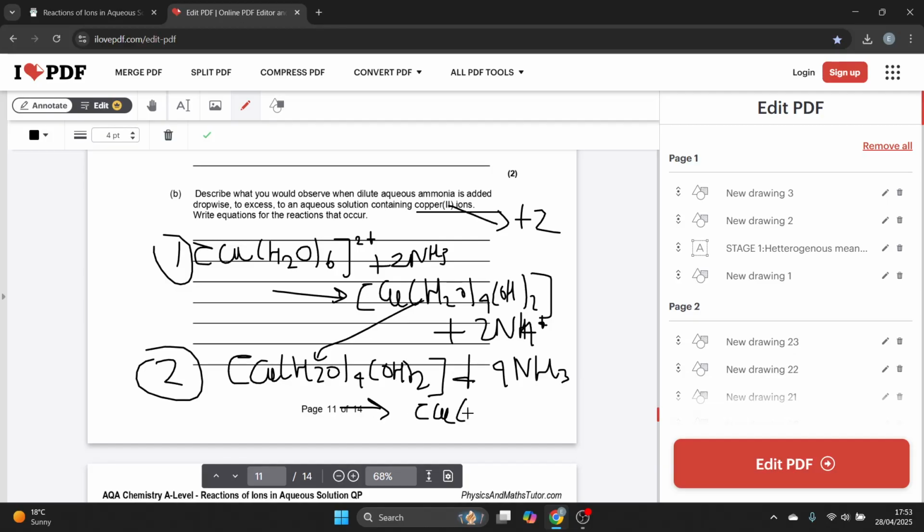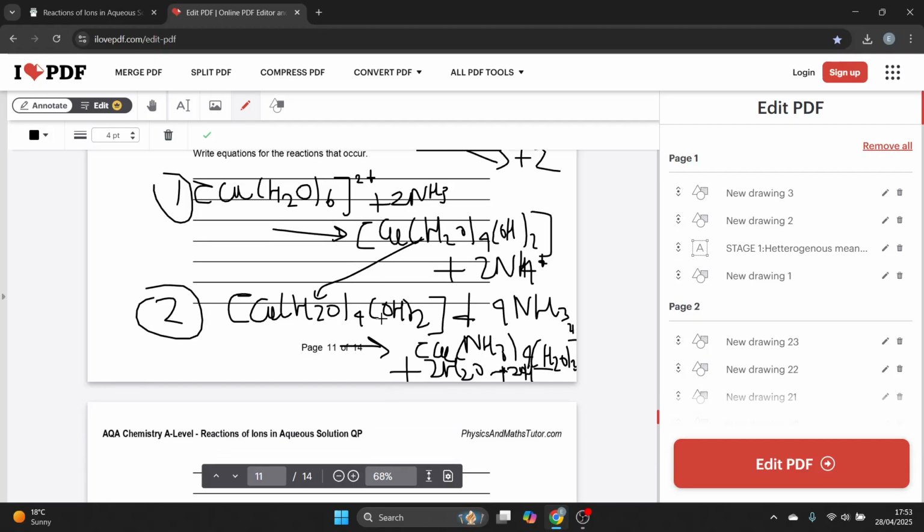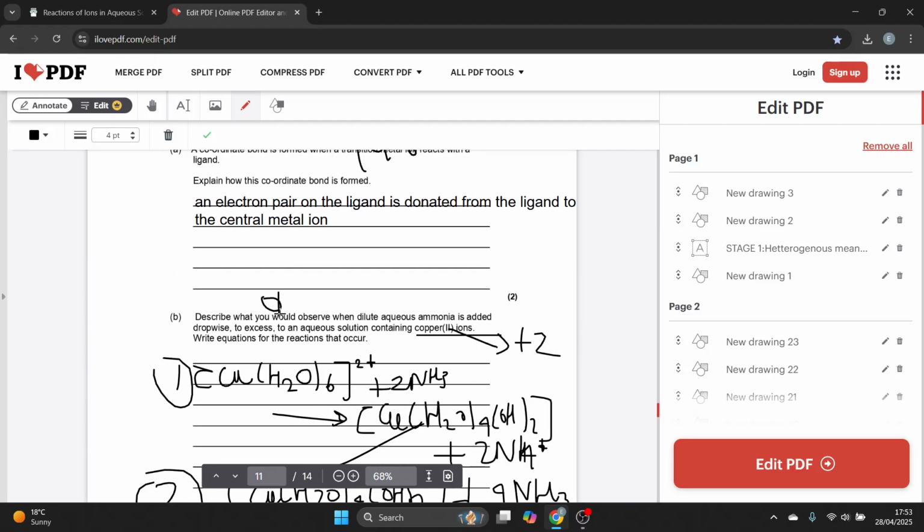Cu. Now it's getting a bit more complicated. Cu(NH3)4(H2O)2 2+, plus 2 NH4+ plus 2 OH minus. Whew. OH minus. Okay, that's all it wants, surely. Surely that's all it wants. It is 4 marks, so now we need to include the observations.